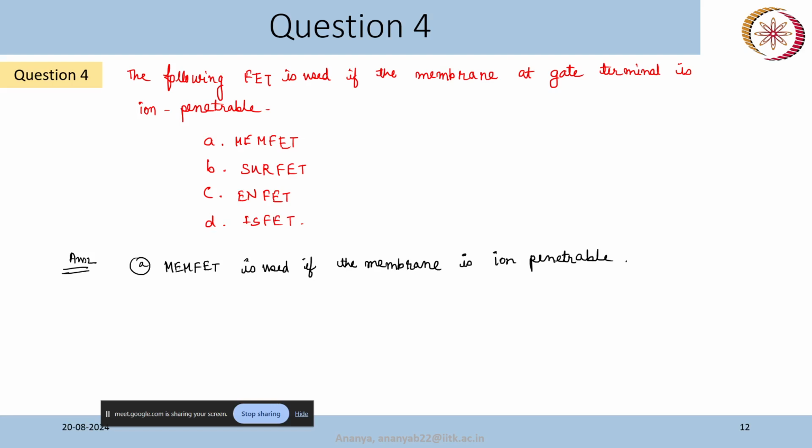And ISFET is also similar. ISFET is ion selective FET, where the membrane at the gate coating is selective to a particular ion. The gate potential changes based on the change in the concentration of a particular ion, so that is selective. Okay, so this is ISFET. So you can read more about how a FET is used as a chemical sensor.